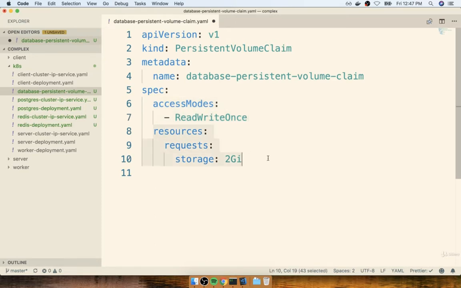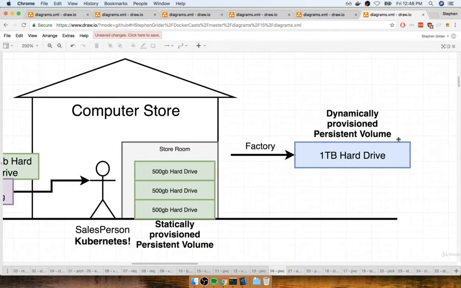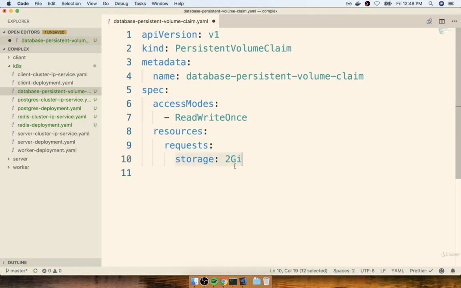All right, so let's now move on to resources down here. Now, I bet you can really guess what's going on here. So with storage, we're essentially saying that Kubernetes is going to have to find a storage option, either one that has been provisioned ahead of time or one that is going to be created on the fly that has at least 2 gigabytes of space. Or to be exact, it has to have exactly 2 gigabytes of space.